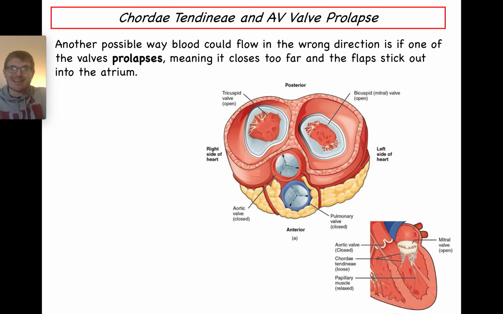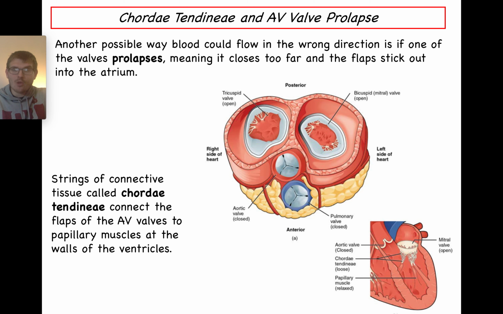So that would mean that it closes too far. It goes way over the edge in closing, and those flaps are going to stick up into the atrium, which is what we do not want. So for this reason, we have attached to the base of the ventricles little strings of connective tissue, which are sometimes called your heartstrings. These are called Chordae Tendineae.